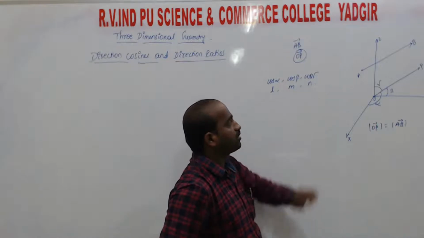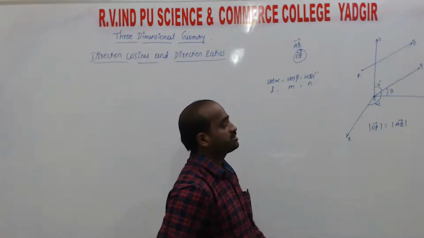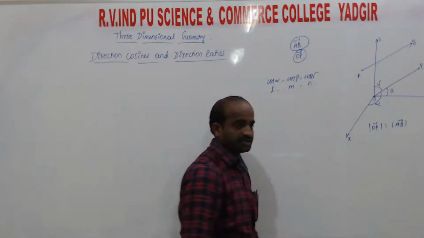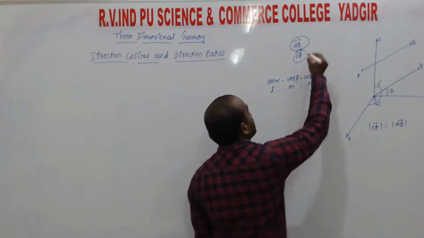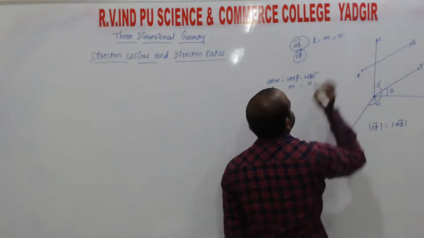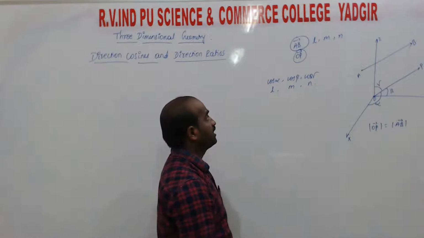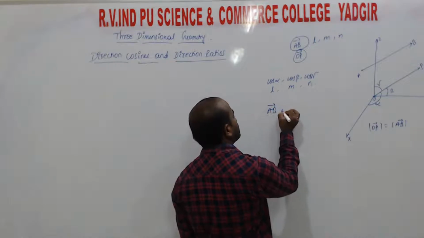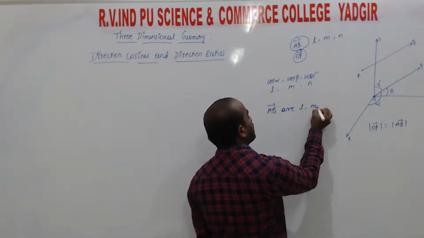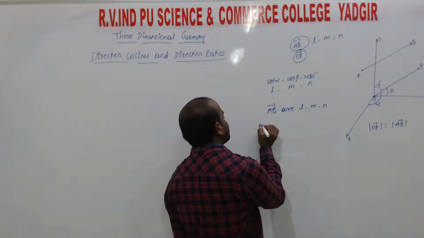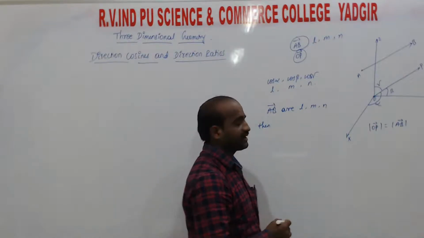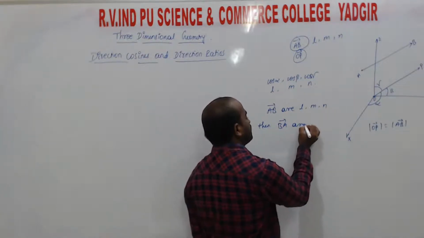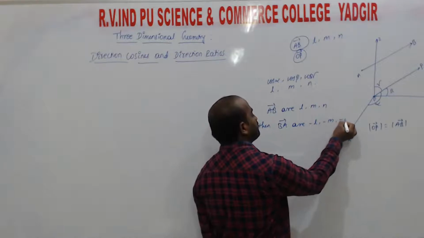Since OP is equal to AB in direction, the direction cosines of the directed line AB vector are l, m, n. Then the direction cosines of the opposite directed line, BA vector, are minus l, minus m, minus n.